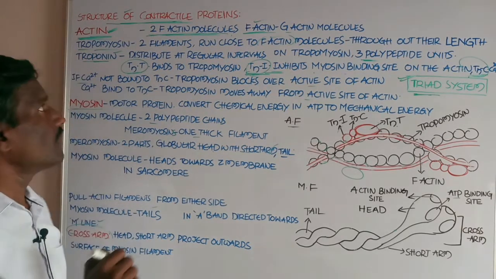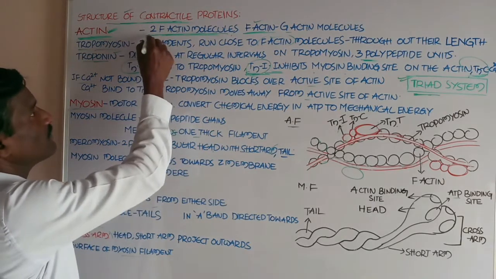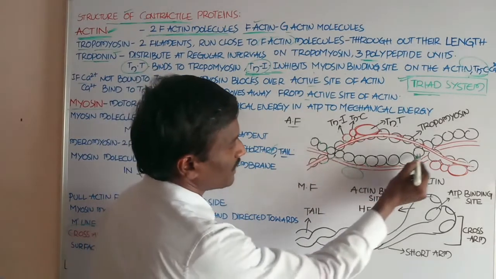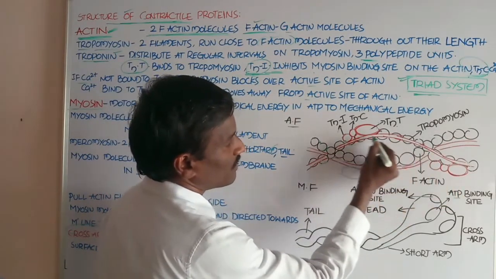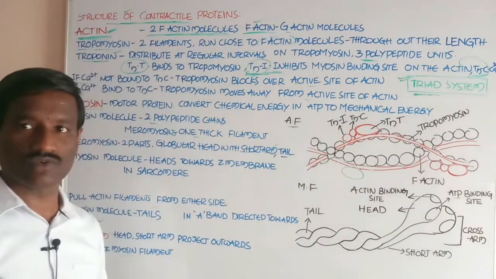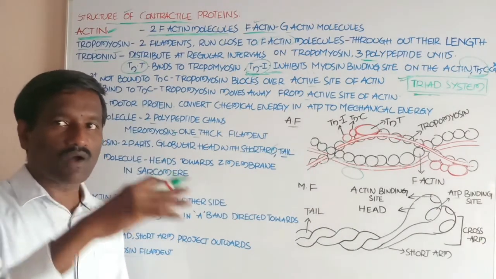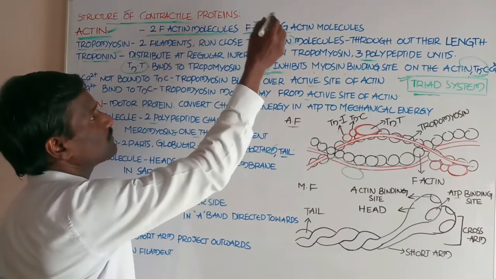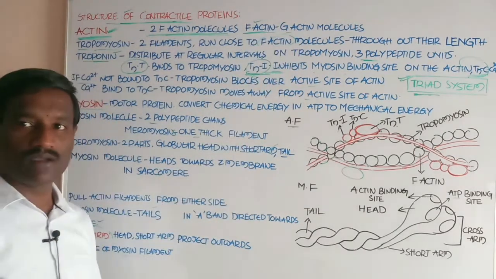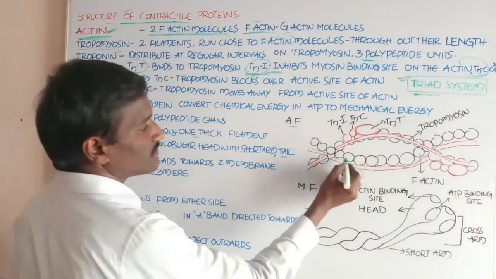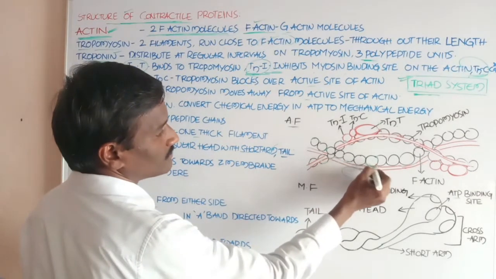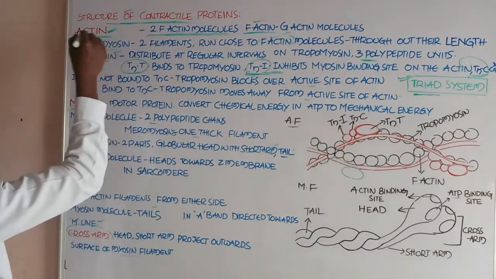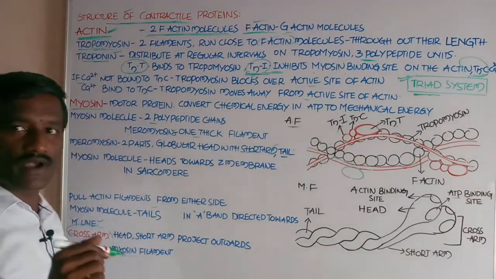Okay student, and this is formed with two F-actin molecules. This is one of the F-actin molecules. This is another one of the F-actin molecules. These are wound helically around each other, and each F-actin molecule contains G-actin molecules. These are G-actin monomers. Okay student, and actin is also associated with two regulatory proteins.